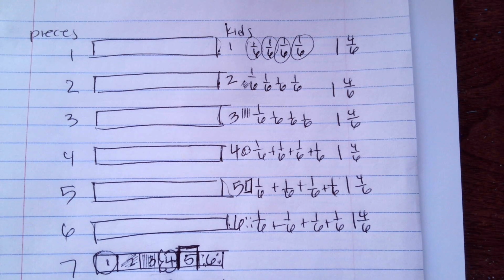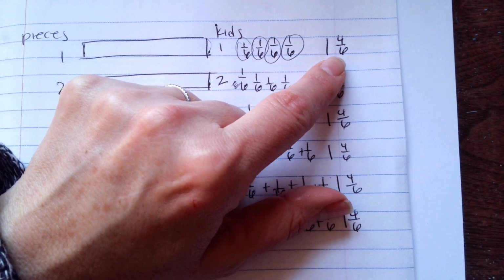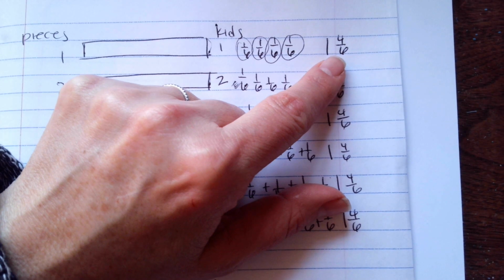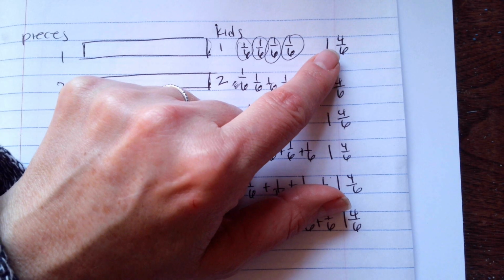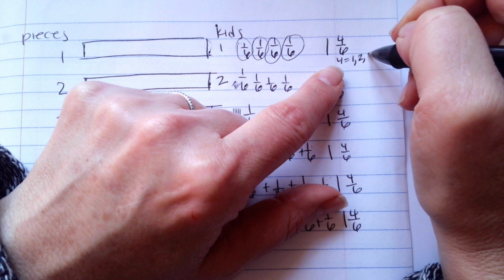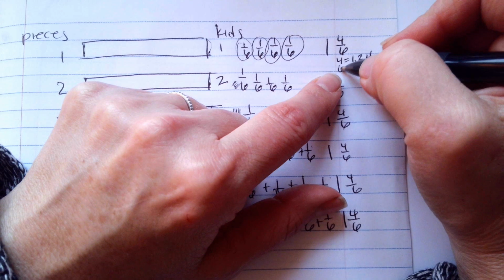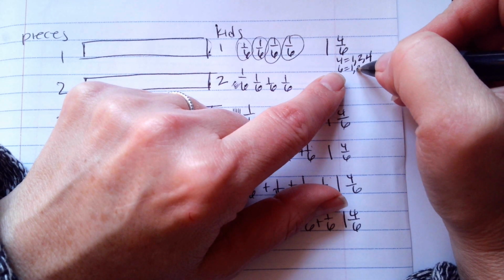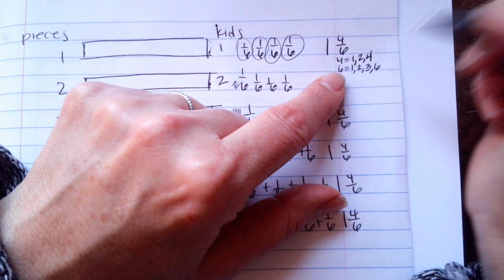Mm-hmm. Okay. Now to simplify, what we do is we look at the numerator and the denominator and we find out what's the highest number we can divide by both 4 and 6. What is the biggest number? So 1 goes into 4, 2 goes into 4. Does 3 go into it? No. Does 4 go into it? Yes. What about 6? 6 can be divided by 1, 2, 3, not 4, not 5, and 6.